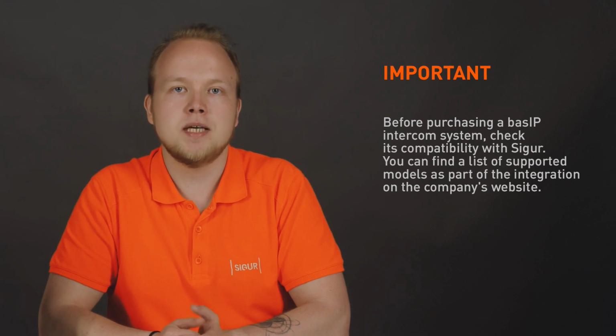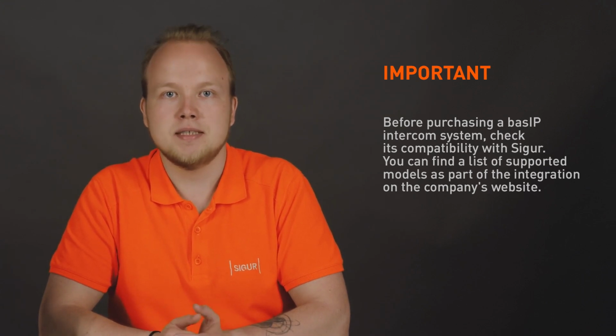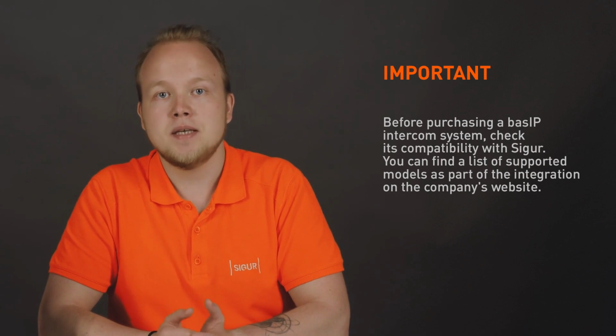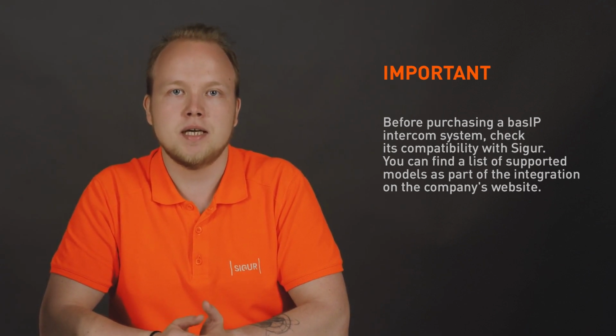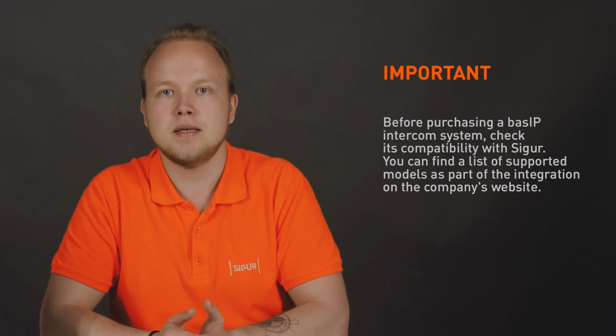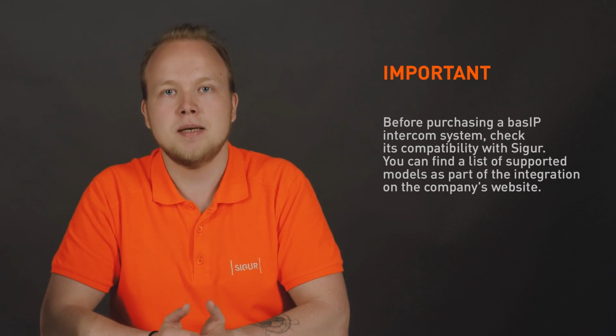An equally important issue is the selection of a specific intercom model that can be connected to Sigur as part of the integration. Here, it is important to pay attention to two parameters: the firmware version of the intercom panel itself and the API version for integration. The current list of tested devices, as well as information on the compatibility of all firmware and API versions with Sigur software, can be found on our official website via the link below the video.